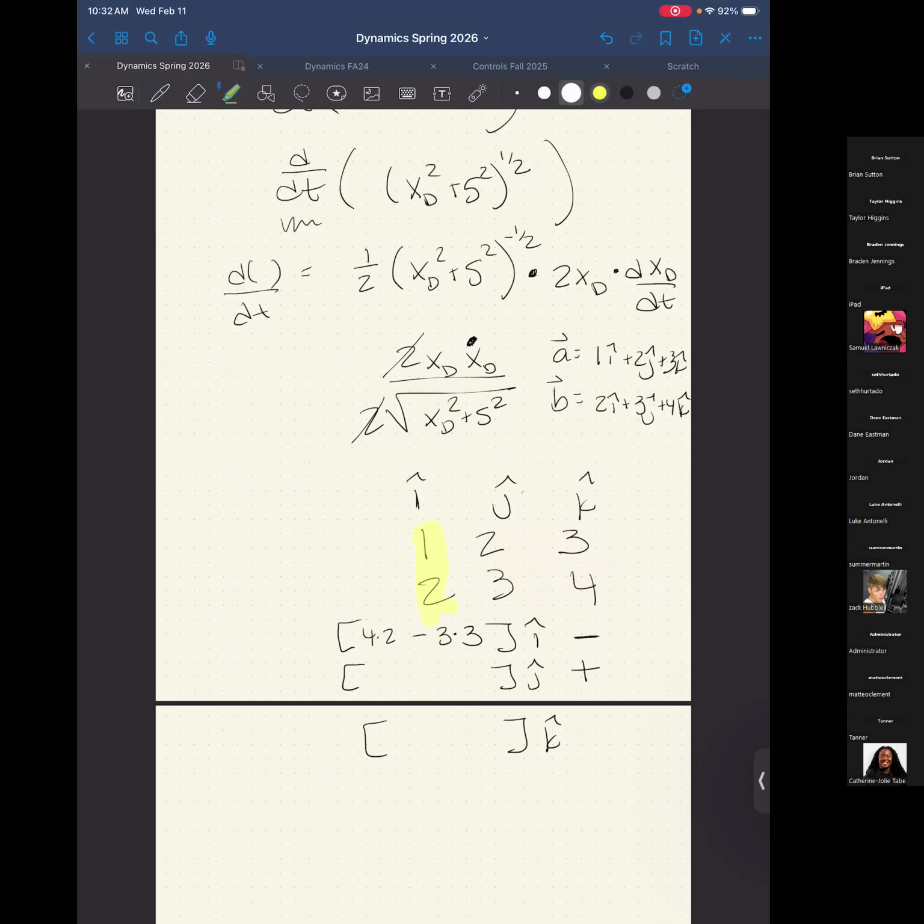For the j hat component, I'm looking at an array formed by these two columns, and I have forward minus backwards. So 1 times 4 minus 2 times 3. Oh, sorry. And then lastly, for the k hat component, I'm looking at this part, forward minus backwards, 3 times 1 minus 2 times 2. That's my cross product.